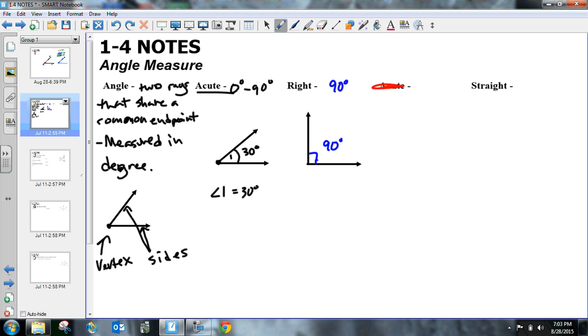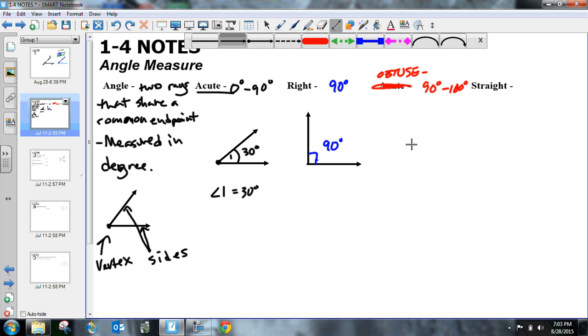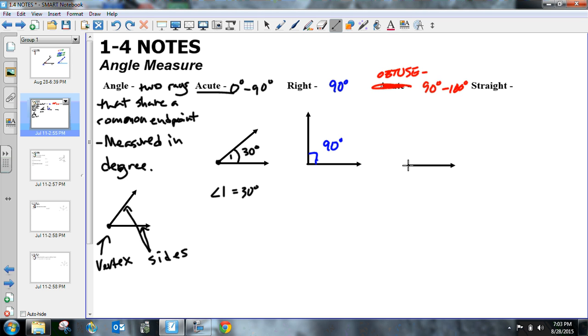I'm sorry, guys, this should say obtuse. So go ahead and cross this out and rewrite this as obtuse. An obtuse angle is any angle that's between the measure of 90 degrees and 180 degrees. Let me draw a little quick sketch of that. That would be one side there and then another side that goes over here. Let's just say that this is 130 degrees or something like that.